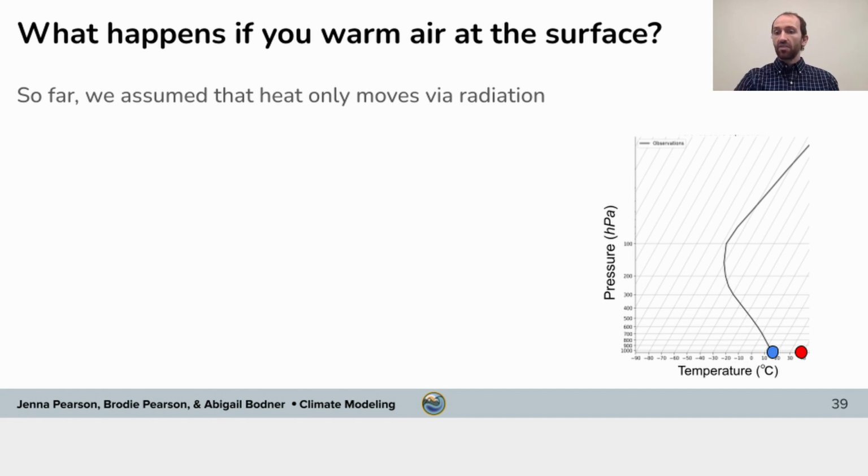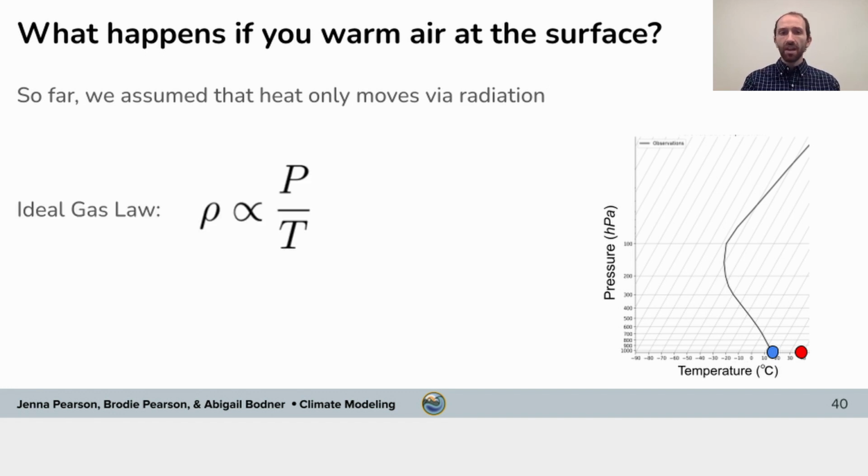So if you take your initial air parcel at the surface, represented by this blue dot, and you gave it some heat because it was over some particularly warm land or ocean, it moves to where this red air parcel is because its temperature increases. So far we've assumed that the only way heat gets moved into or out of the Earth's system or between different layers of the atmosphere is via radiation, the emission and absorption of radiation.